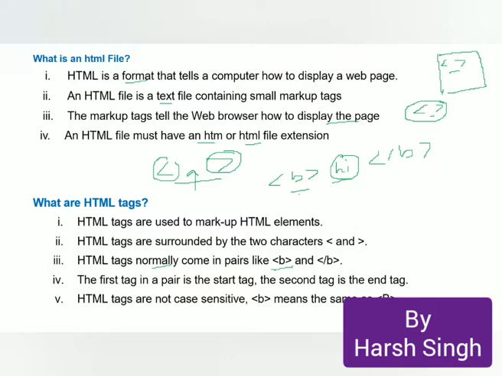So normally it comes like this, but we have tags like br which don't require an ending tag. This is called a start tag, this is called the end tag. And please understand that if you write B in capital or small, it doesn't matter, meaning the HTML tags are not case sensitive.